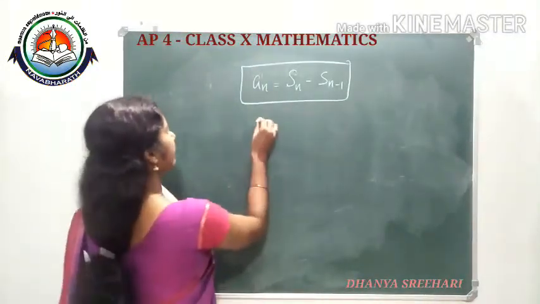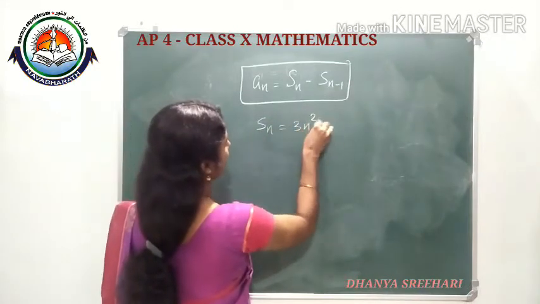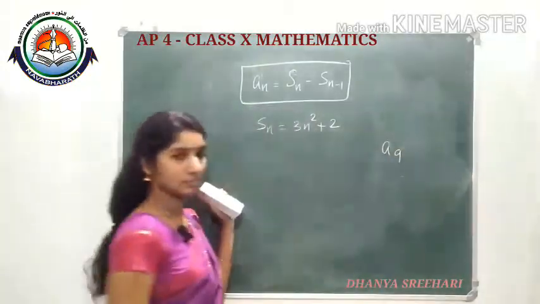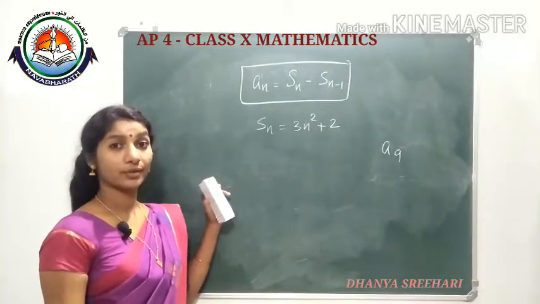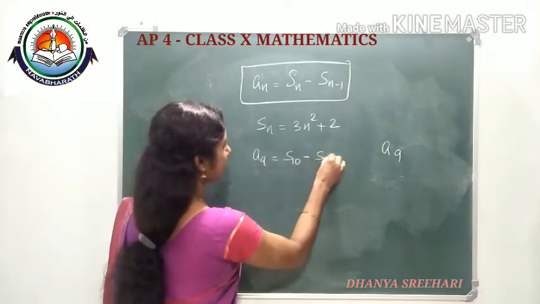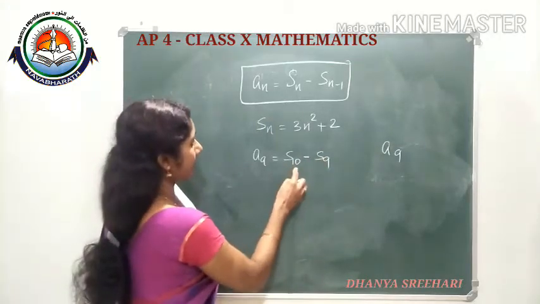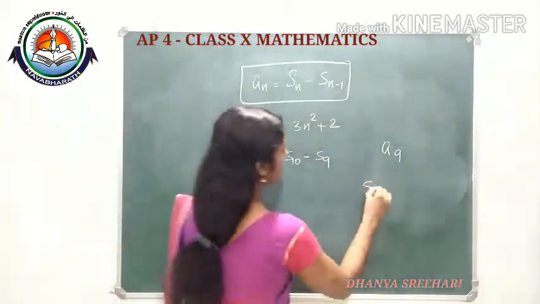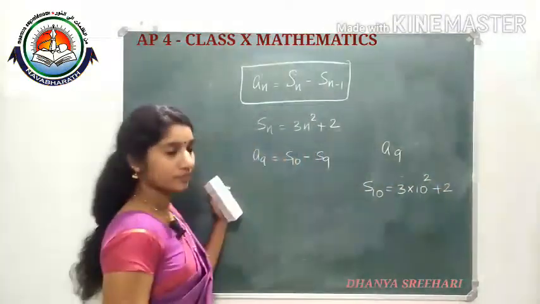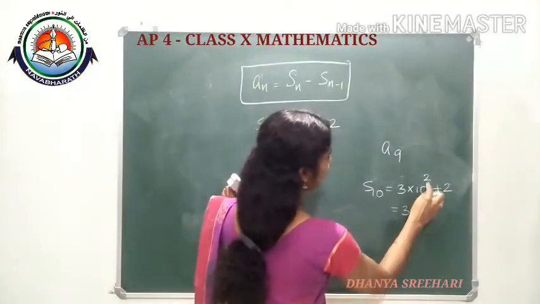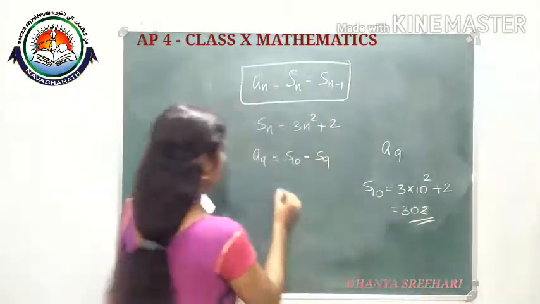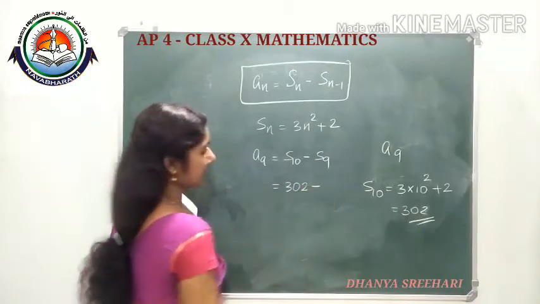Okay. Suppose it is given Sn is equal to 3n square plus 2. How can you find A9? You need the 9th term. What can you do for getting the 9th term? A9 is equal to S10 minus S9. What is S10? Sn is 3n square plus 2. So S10 is equal to 3 into 10 square plus 2. 10 square is 100, 100 into 3 is 300, plus 2, 302. So we are getting 302 minus S9.